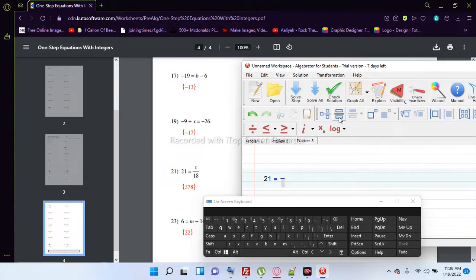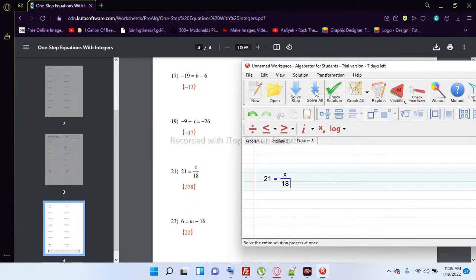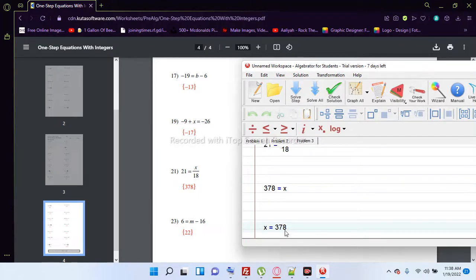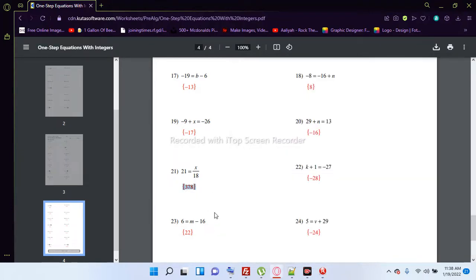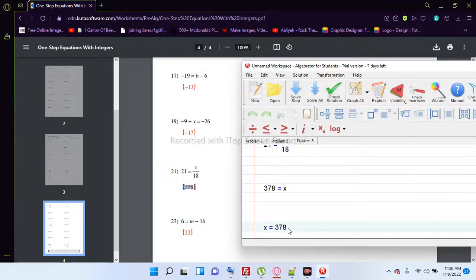So you click it, and you put an x on the top. See this little gray box here? You click it. Type the number 18. So it's 21 equals x over 18, the same way it is there, right? Now you type solve. And what does it say? x equals 378. It gives it to you.